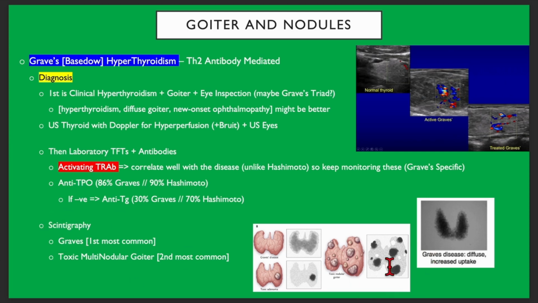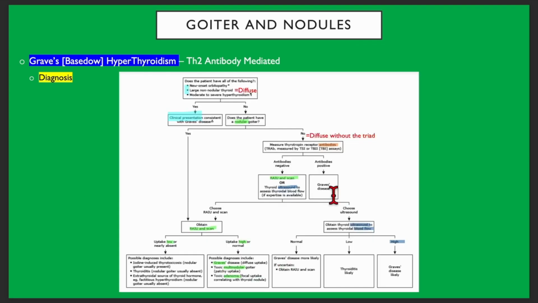Okay, so then scintigraphy. You can use scintigraphy to differentiate between these causes of hyperthyroidism. We know that the most common cause of hyperthyroidism is Graves. It will look like this, diffuse. But the second most common is toxic multinodular goiter, which is this one. So scintigraphy can differentiate the most common causes of hyperthyroidism.